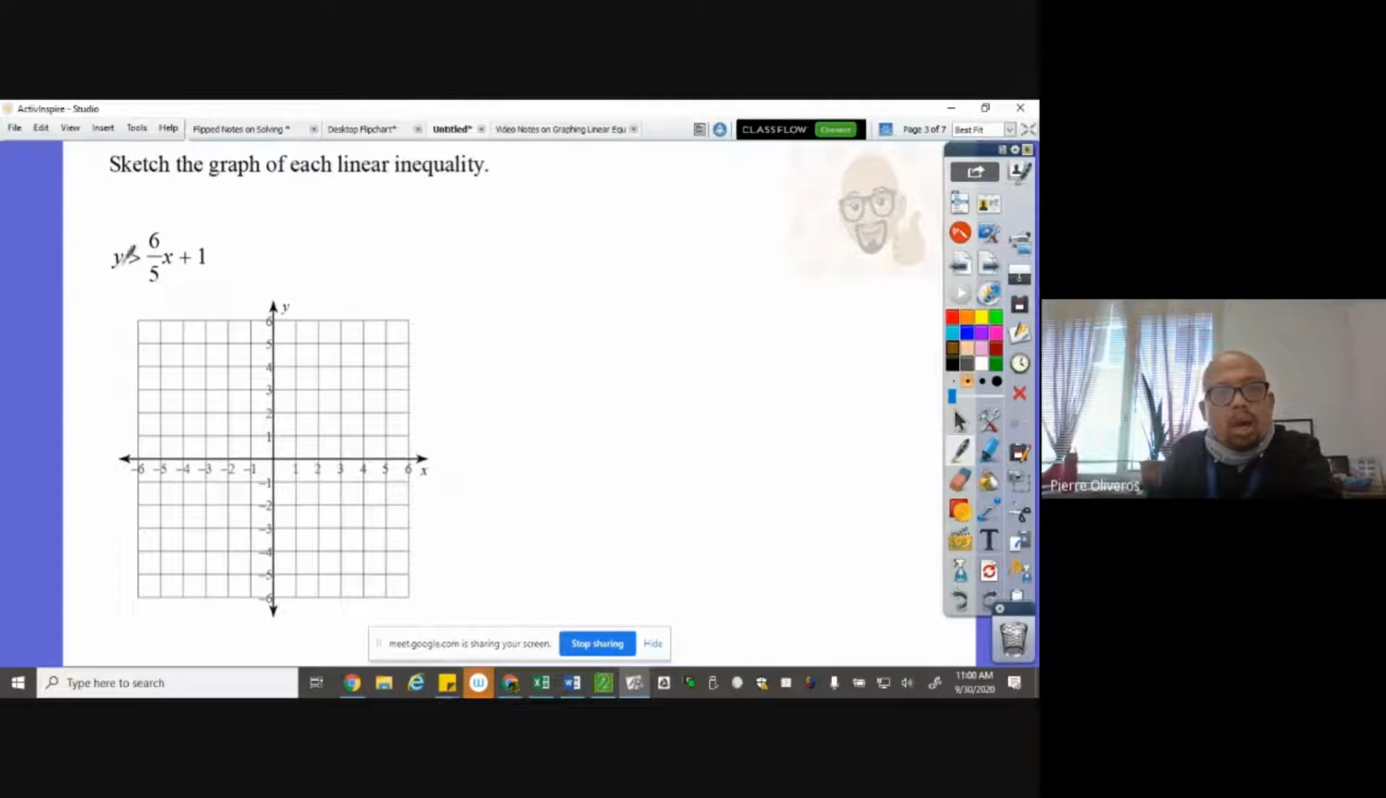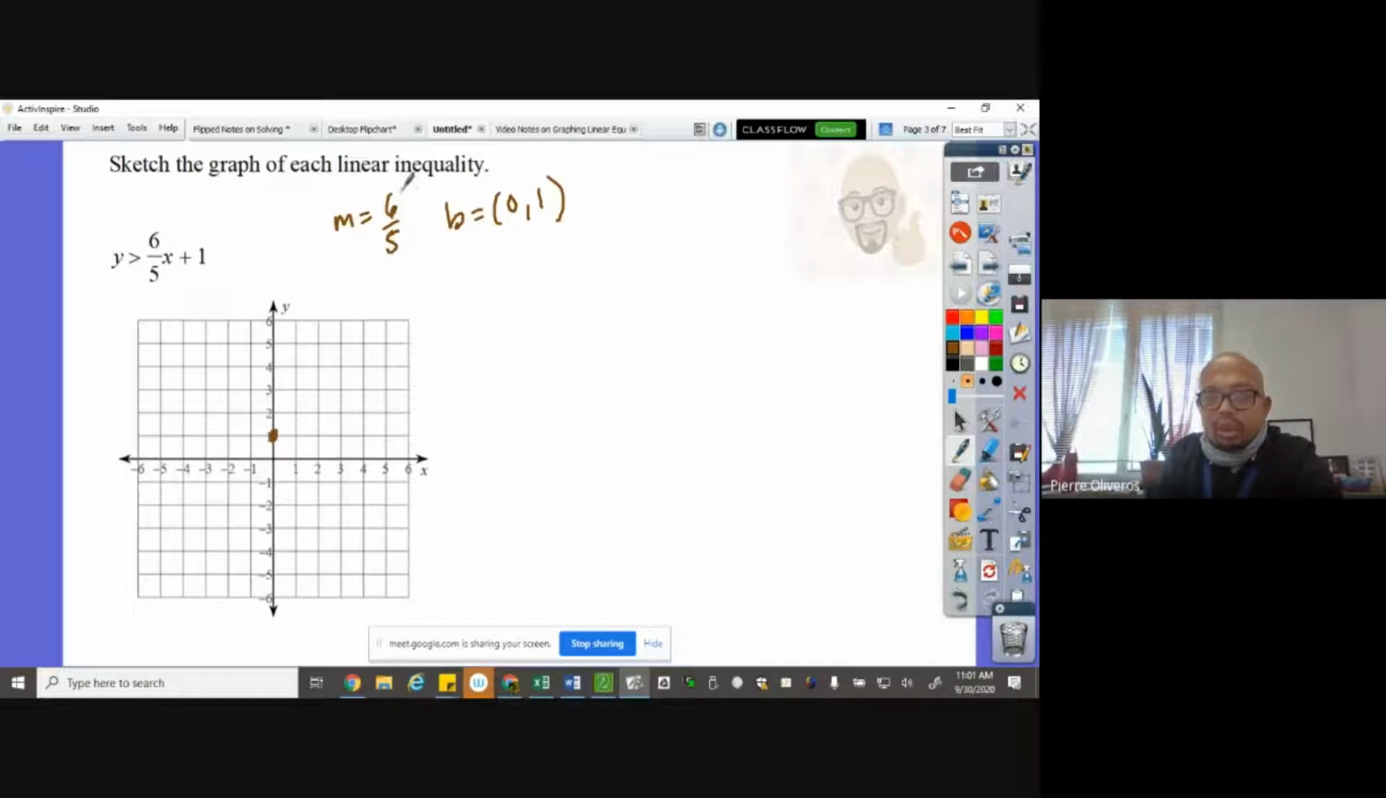So y is greater than 6/5 x plus 1. Again, same way, the slope here is 6/5. It's plus 1, so b, the y-intercept, is (0, 1). So I'm going to start at (0, 1), which is right here, and I'm going to go up by 6: 1, 2, 3, 4, 5, 6. It's kind of off the chart, but if you're using graph paper, you can go ahead and move 5 to the right.